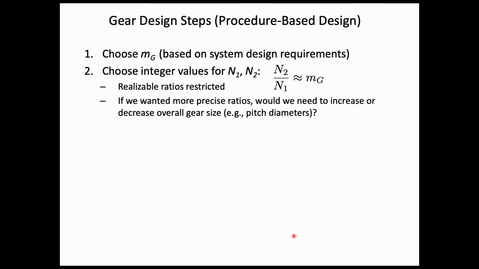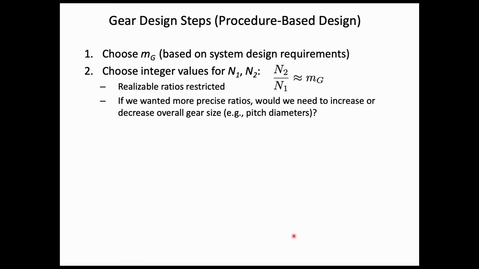So we can ask this question: if we want to have a more accurate speed ratio, would we need to increase or decrease overall gear size? Would we need to have larger or smaller pitch diameters? After we go through some more examples using this process, this should become more clear. To increase the precision of the speed ratio, we need to have more teeth. That's going to allow us to more easily achieve a target speed ratio.